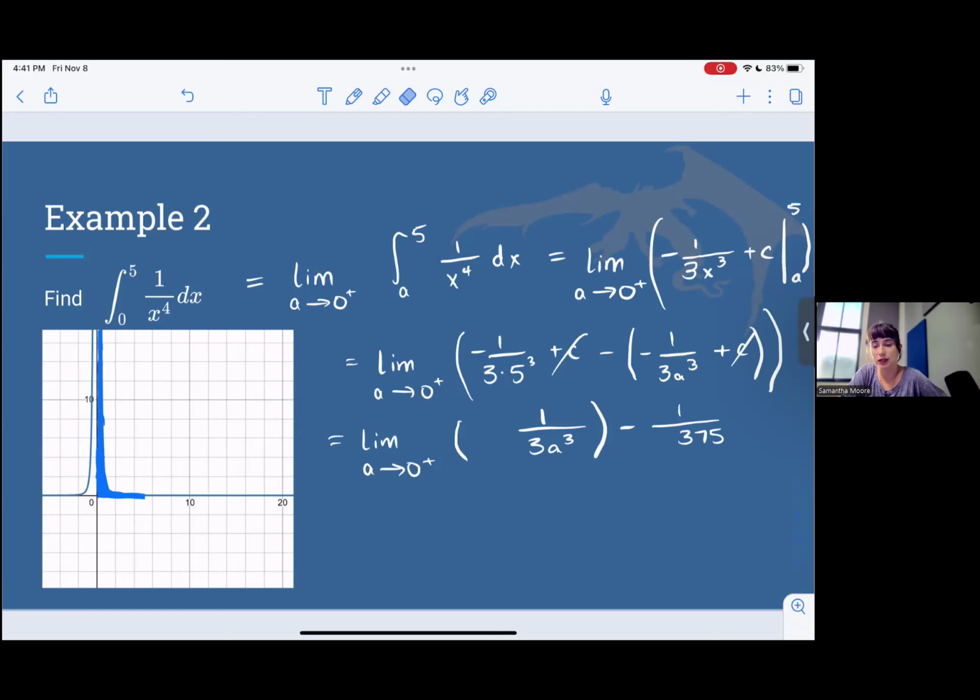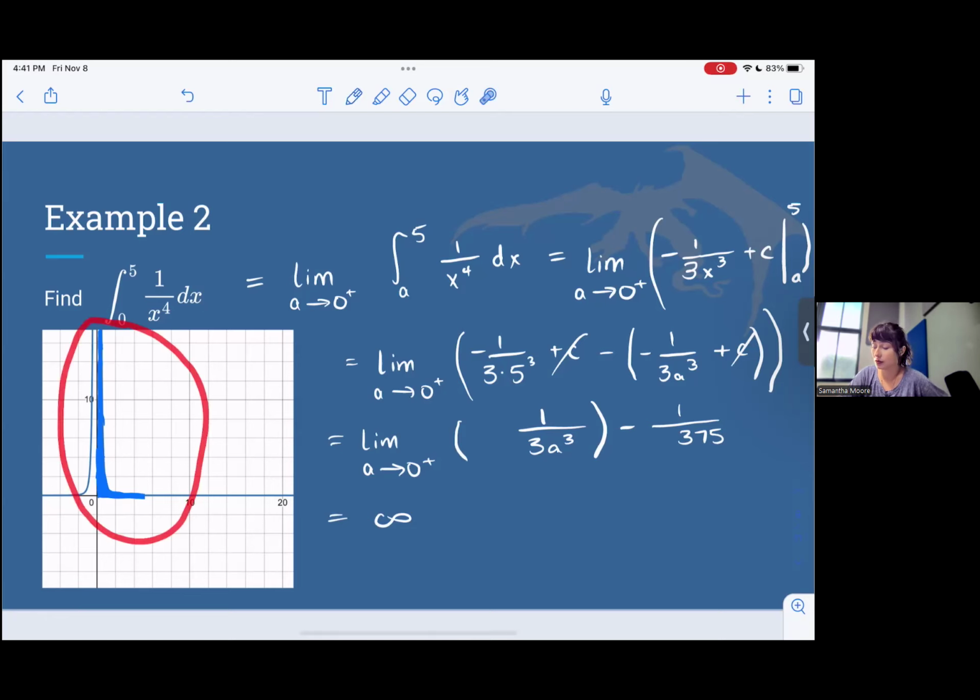If you think about that, as a is going to 0, your denominator is getting smaller and smaller. So you're taking 1 and you're dividing it by smaller and smaller positive things. So what's happening in total is your fraction is going to be going off to infinity. And so infinity minus 1 over 375 is still going to be infinity. And so when we get cases like this, what we interpret that as is saying that we have infinite area that we're trying to look at.